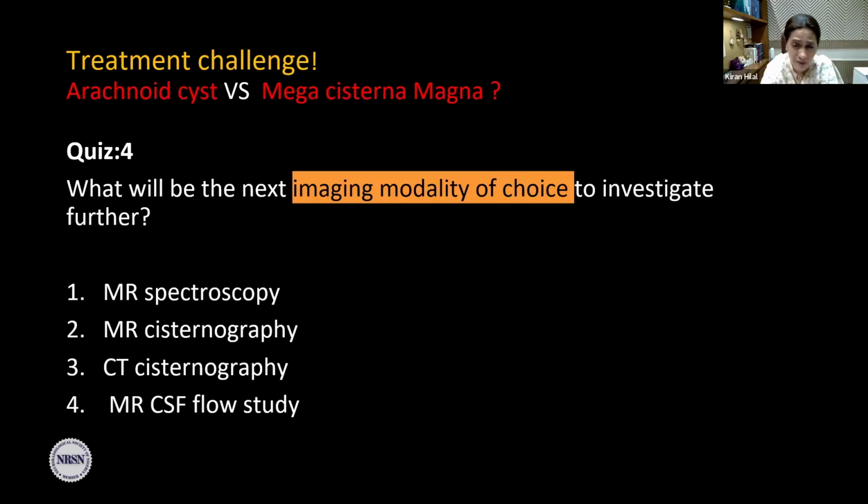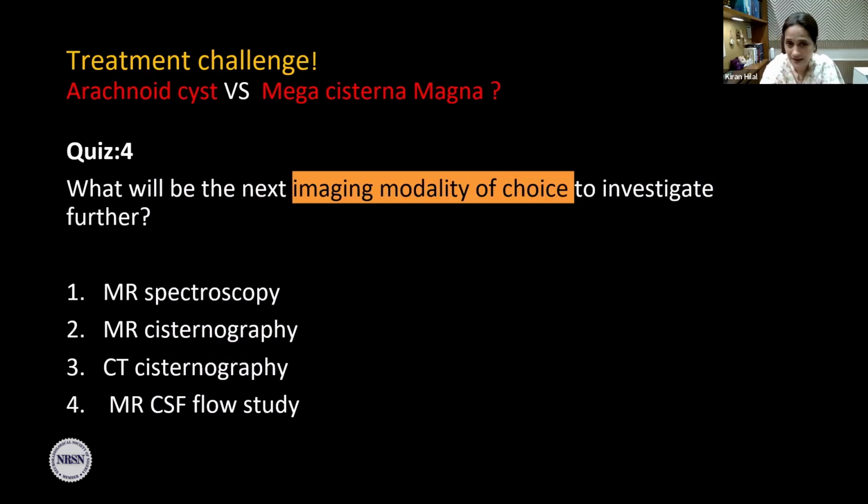What I do when I'm not sure, I always write it's either a small cisterna magna or an arachnoid cyst. But if it is enlarged and causing significant mass effect that can lead to CSF obstruction, it is all the time an arachnoid cyst, not a cisterna magna. And at this point, the treatment challenge comes. Here is the time when your neurosurgeon comes to your reporting area and asks you, is this an arachnoid cyst or is this a cisterna magna?